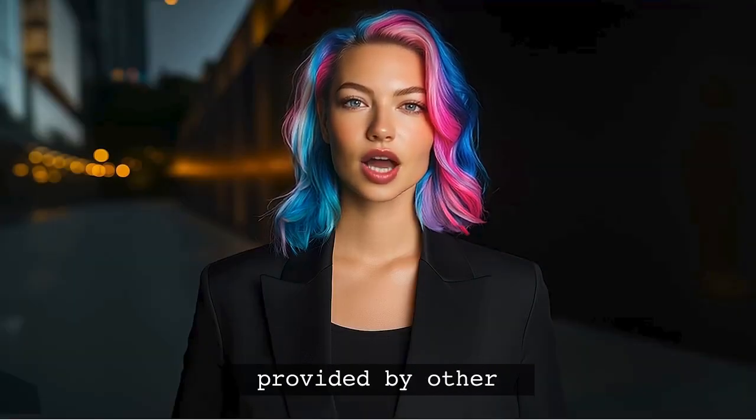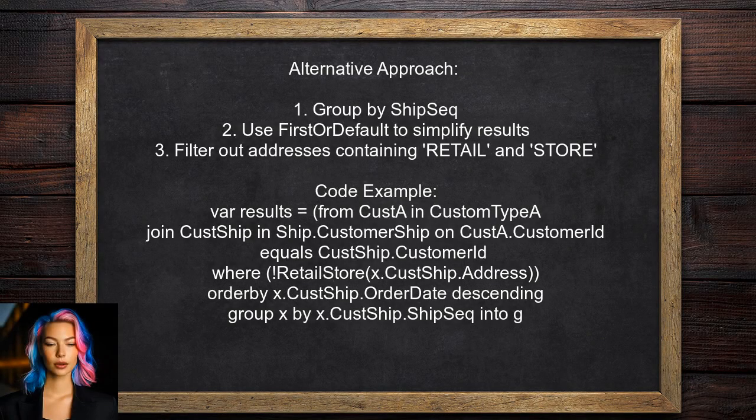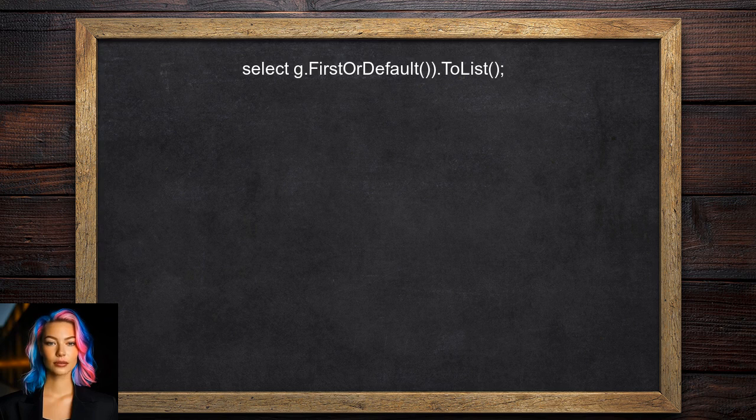Now let's look at the answers provided by other users. This user suggests an alternative approach to the LINQ query. They recommend grouping by ship-seek instead of using distinct, which simplifies the query. By taking the first item from each group, you can achieve the same results more efficiently.